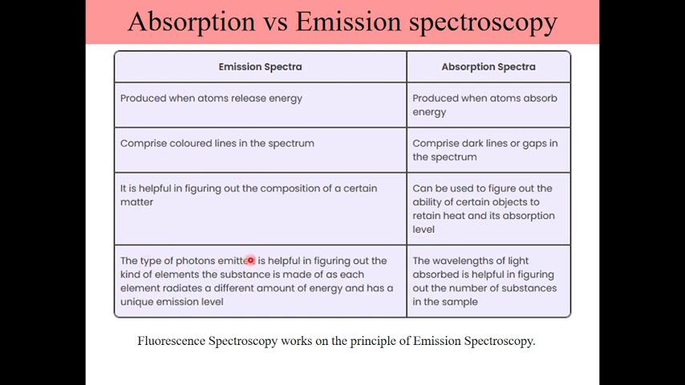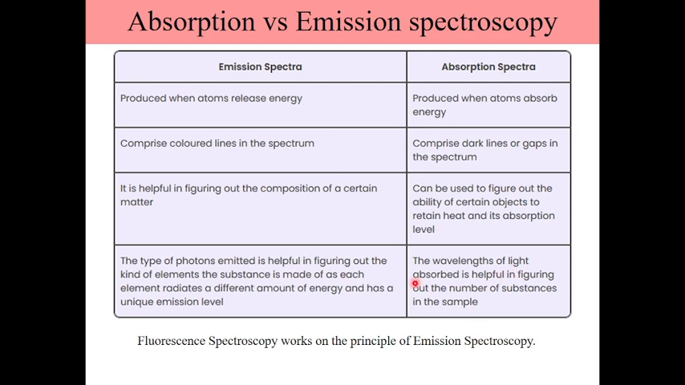So the types of photons emitted is helpful in figuring out the kind of elements the substance is made of, as each element radiates a different amount of energy and has a unique emission level. Okay, so the emission spectra of a particular molecule can tell you about different properties of the molecule.